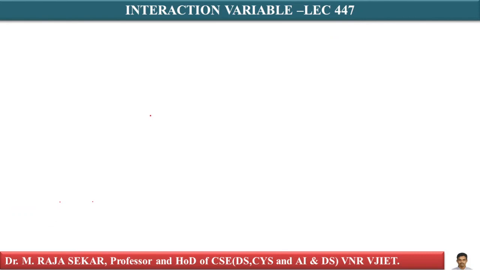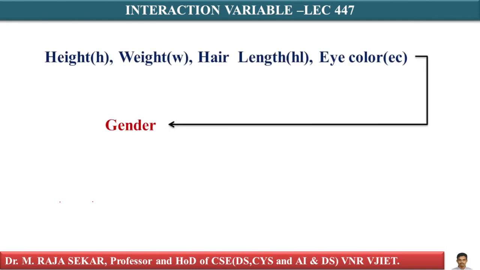In this lecture, we will try to understand interaction variables. Another form of feature engineering is called creating interaction variables. Let's understand what they are by taking a simple task. Let's assume we have the task of predicting gender. What we have to predict here? We have to predict gender.